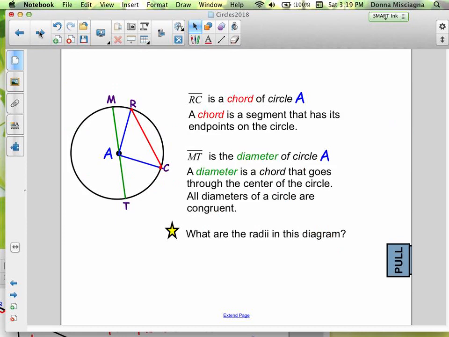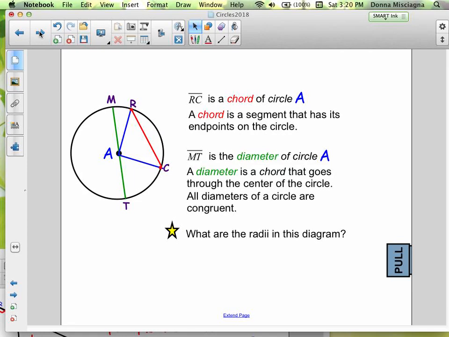So RC is a chord of circle A. A chord is a segment that has endpoints on the circle. So the chord's endpoints are at R and at C. MT is the diameter of circle A. A diameter is a chord that goes through the center of the circle. All diameters of a circle are congruent.